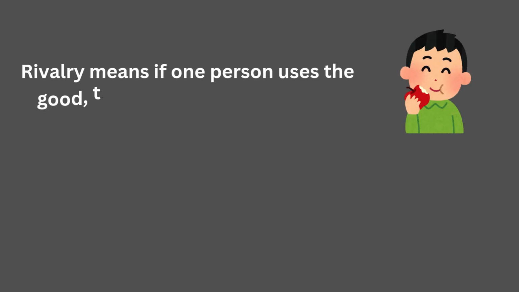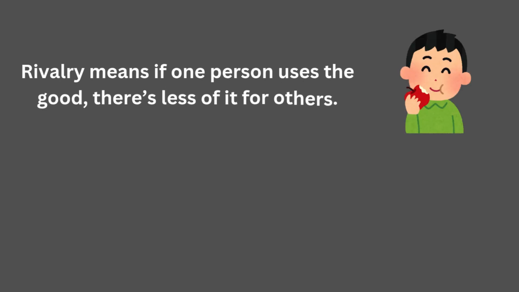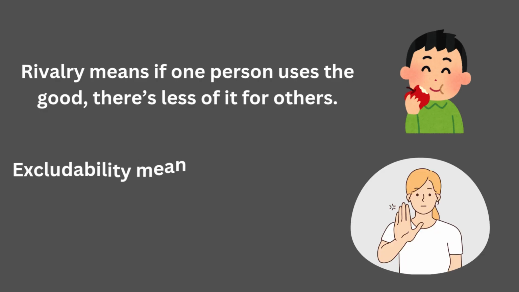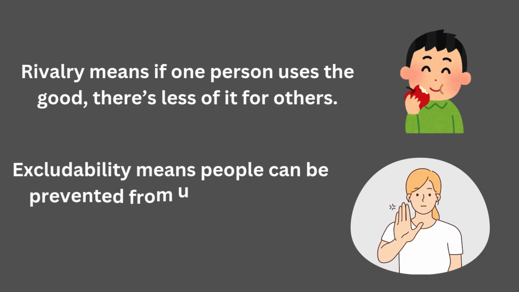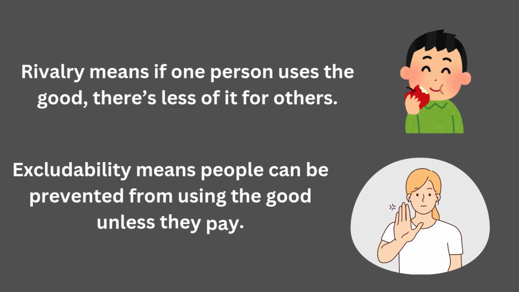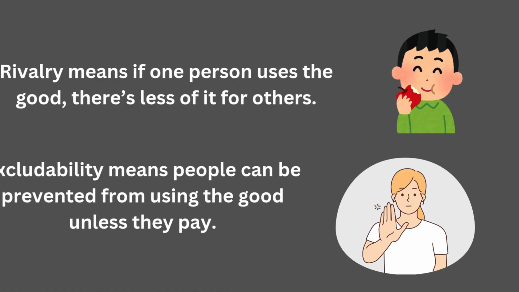Economists classify goods based on two important features: rivalry and excludability. Rivalry means if one person uses the good, there's less of it for others. Excludability means people can be prevented from using the good unless they pay. Based on these features, we can divide goods into four categories.